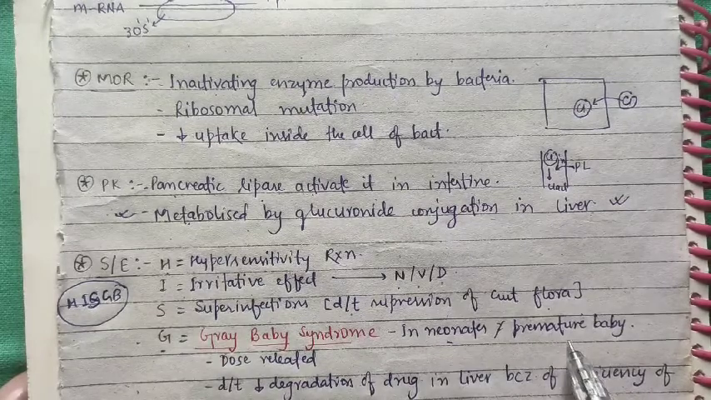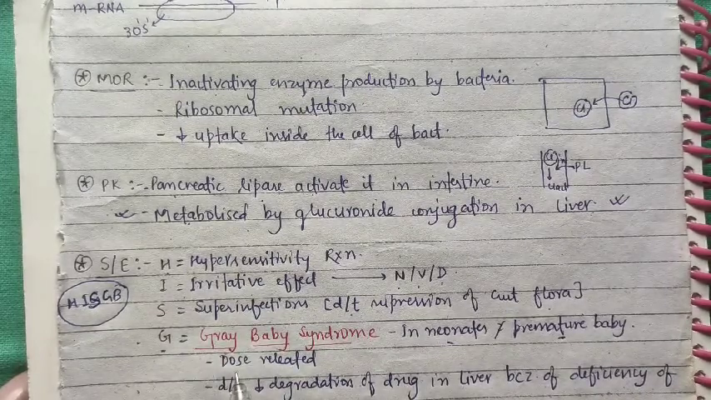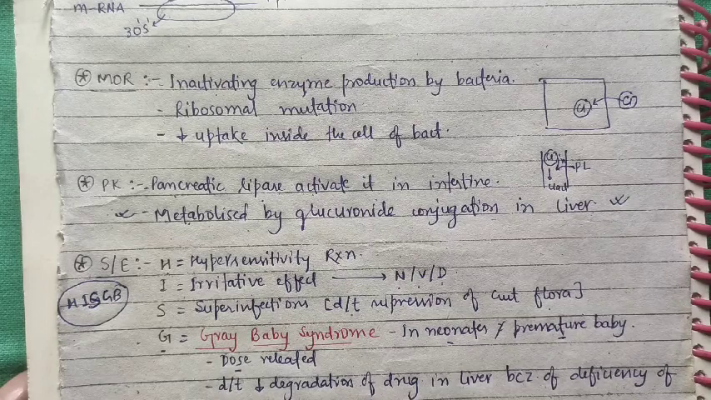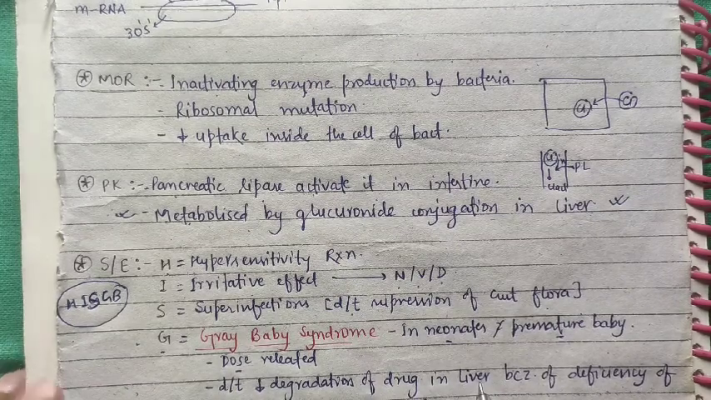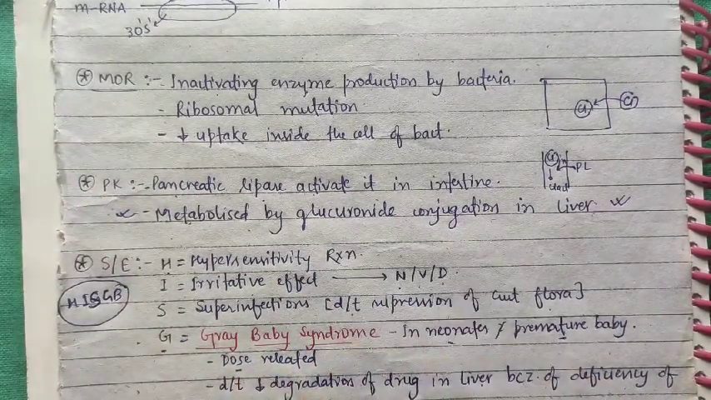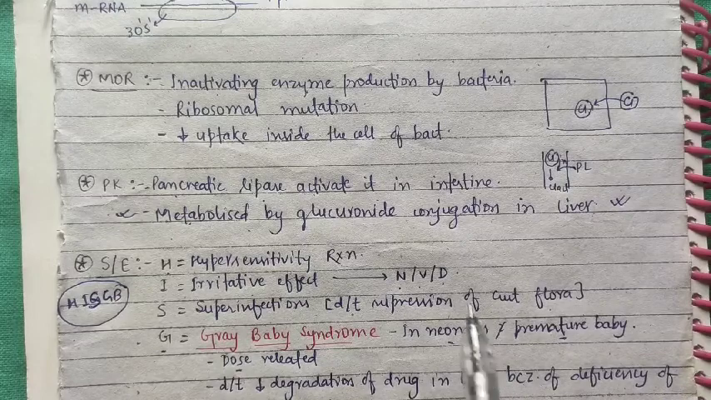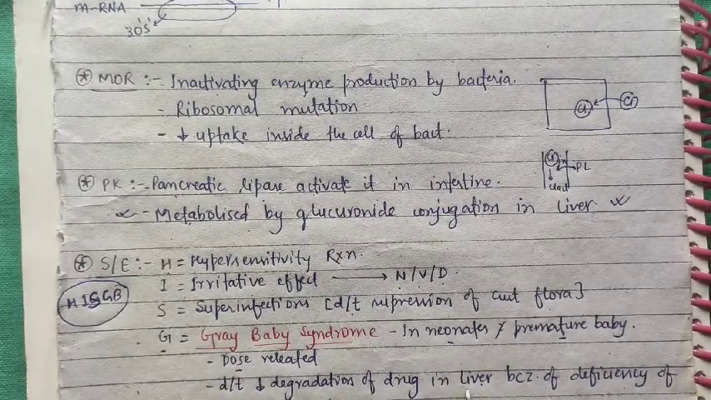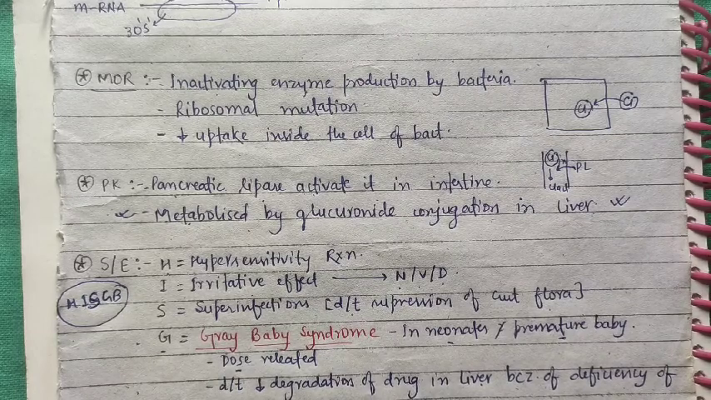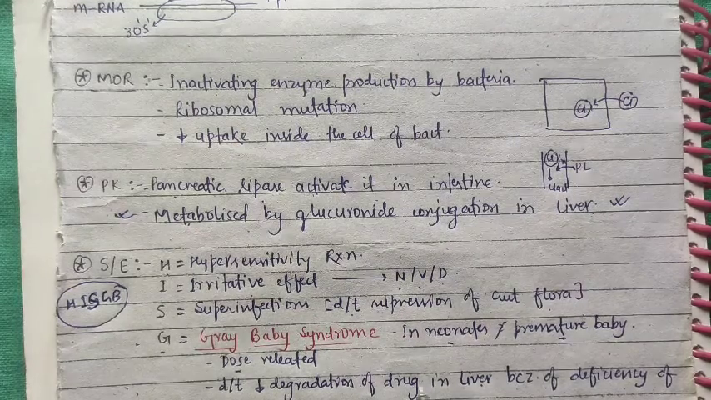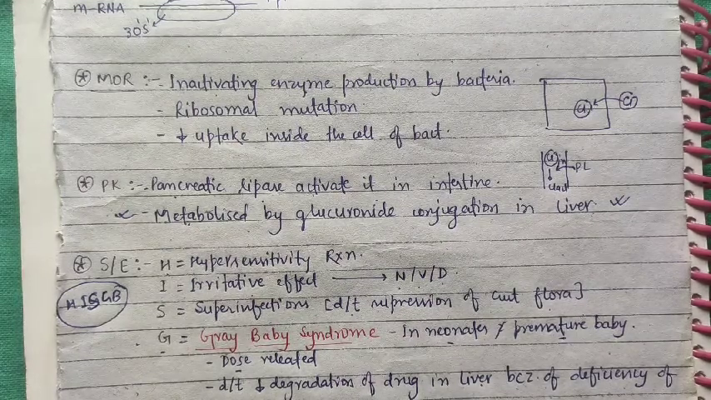It occurs in neonates and premature babies. This side effect is generally dose related, meaning as we increase the dose of chloramphenicol, the severity of the disease also increases. It is due to decreased degradation of the drug in the liver. Guys, a few seconds ago we discussed glucuronide conjugation. In newborns, glucuronide conjugation is not fully developed. Because of the deficiency of glucuronide transferase enzyme, which is involved in glucuronide conjugation, chloramphenicol cannot be metabolized properly.